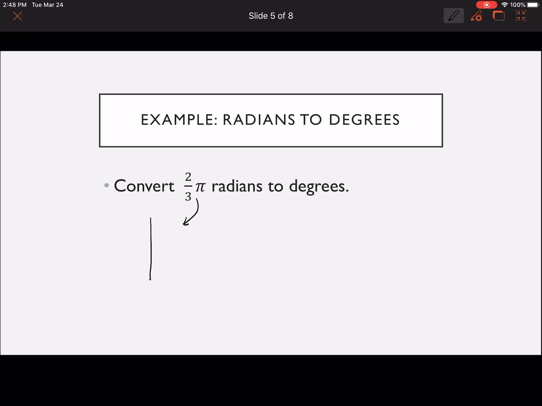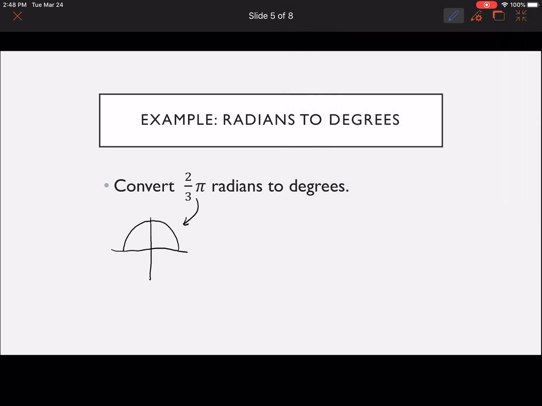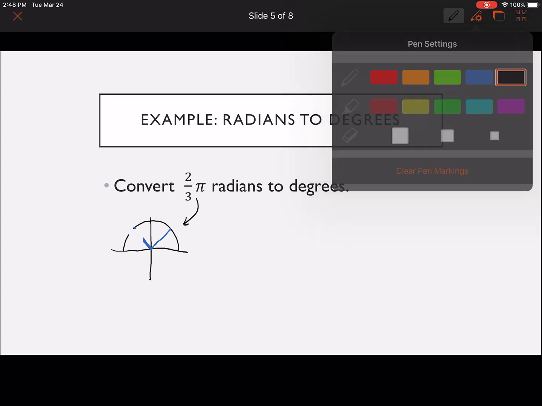2/3 pi radians. So we know pi radians would be the entire 180 degrees, this top half of the circle. And we know we have a little bit less than that. We have 2/3 of that. So let's see if I can split this up into 3 equal-ish pieces. That's not super equal, but it'll do. We'll pretend that this is perfect thirds that we've got going on here. Oops, I'm making more of a mess than it's worth.